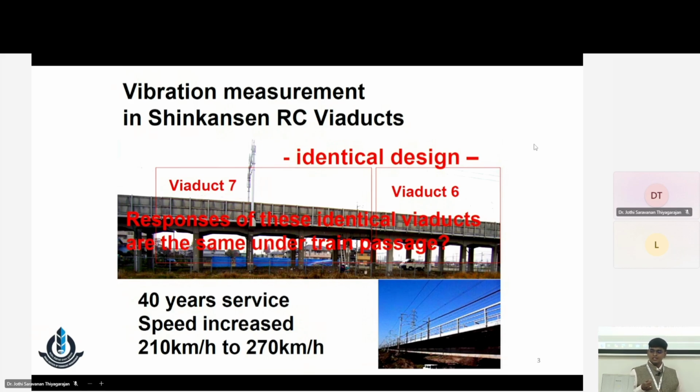Imagine a train is going to pass at 210 km per hour, and this is viaduct 6 and 7, which are very close. It will cross the viaduct in 1 second. So how will the response be? Suppose you install an accelerometer and collect the response. The question is whether the response is the same or not. Yes or no?